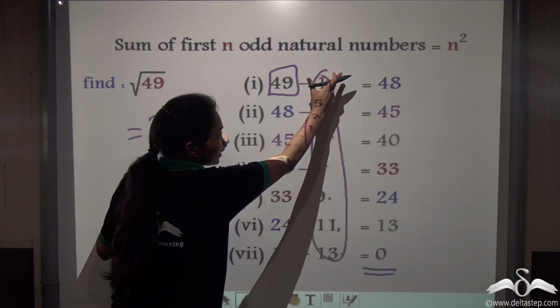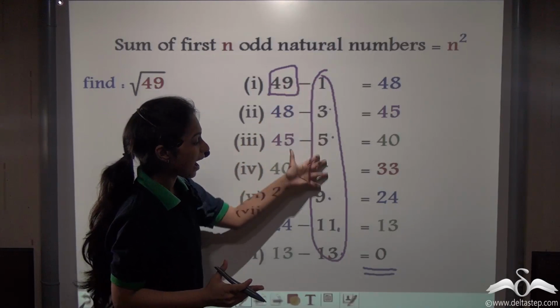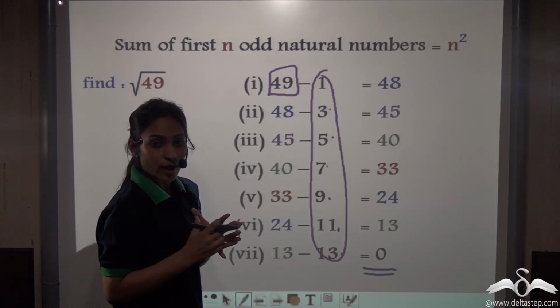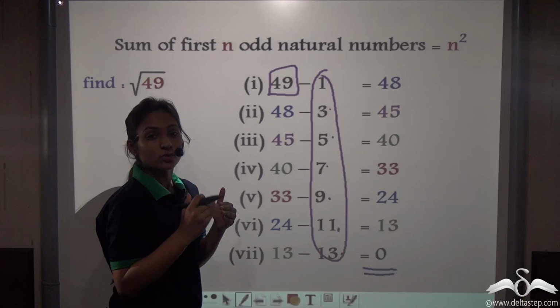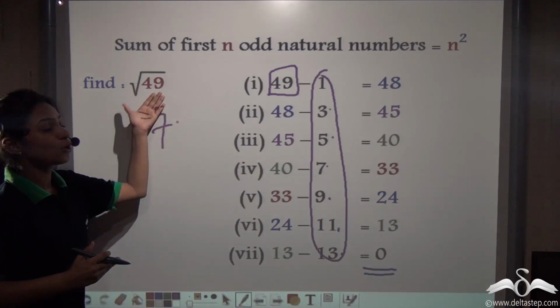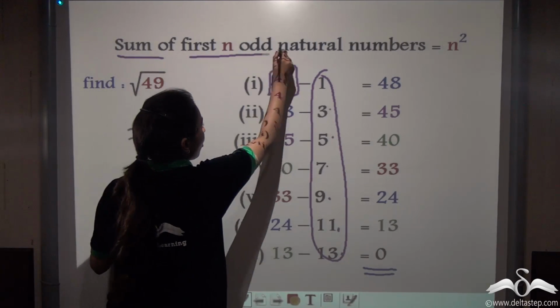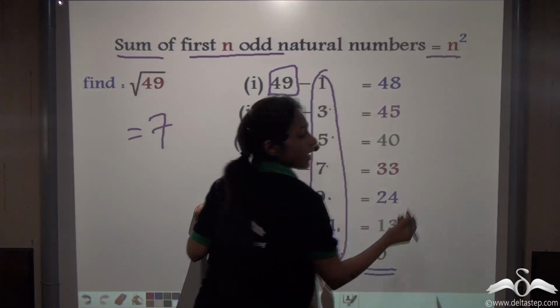So when counting the odd natural numbers starting from 1 that add up to a perfect square, the count of those natural numbers will be equal to the square root of that perfect square. So you can say the sum of first n odd natural numbers gives you n square.